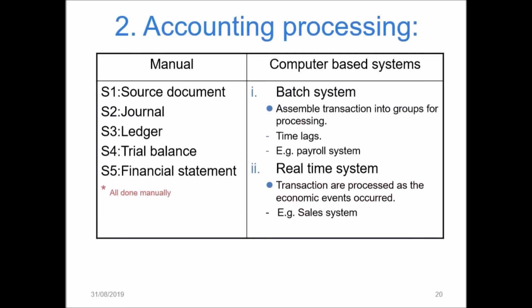Alright, next, the accounting process. For manual, it has the source document, journal, ledger, trial balance, and financial statement as discussed before this. For a computer-based system, there are two types of system, batch system and real-time system. Remember that I mentioned the batch system before this? Yes, this is the batch system. The batch system has a time lag. Why? Because it accumulates the transactions, puts them in a folder or whatever system, and after everything is completed, then only it will process in the whole system. It accumulates, kumpul, kumpul, kumpul, and then baru press enter and update into the system.